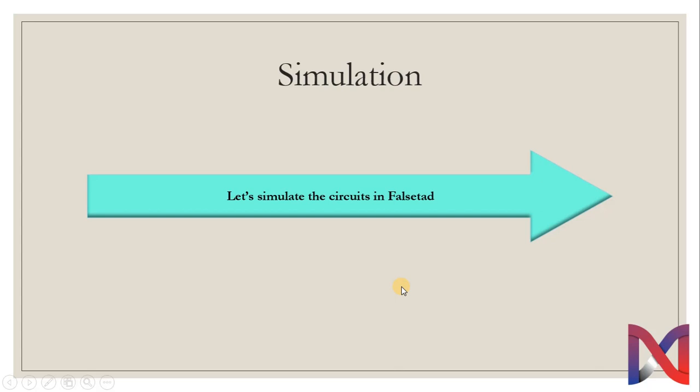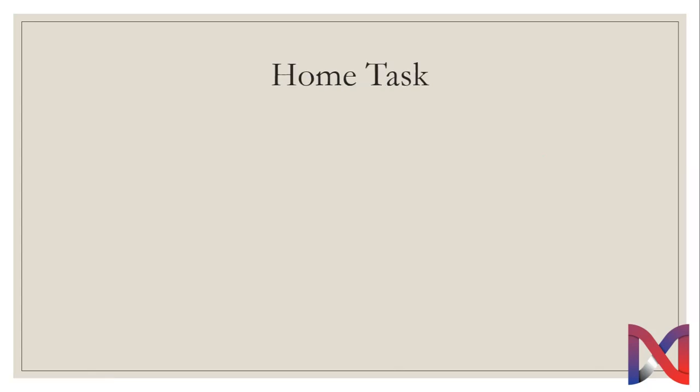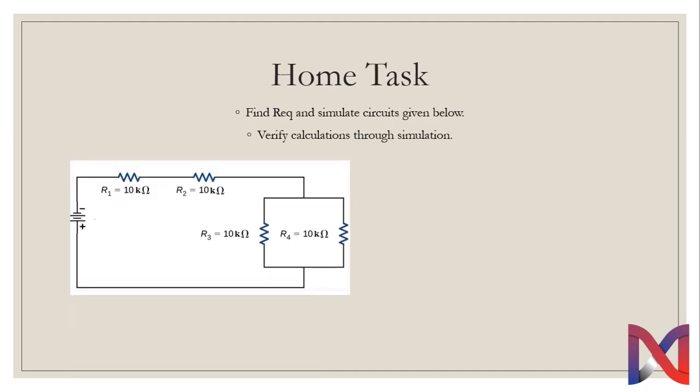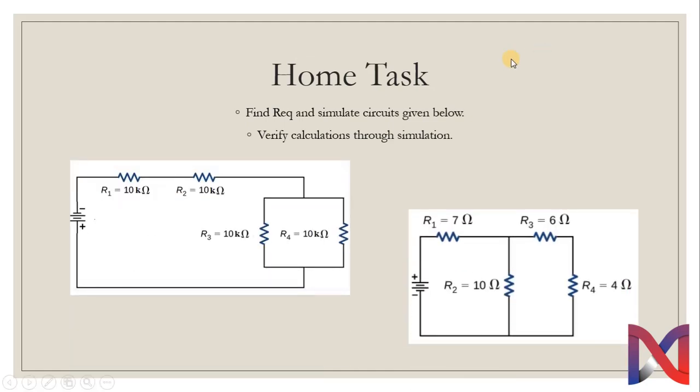Now that you are able to do both calculation and simulation, it's time for your home task. So you have to find the R equivalent as well as simulate the circuits given below. You need to verify both calculation and simulation. Here are both circuits. 4 resistors connected in this combination. You have to tell me which combination this is. Whereas the second circuit is also of 4 resistors, and you need to mention which combination both of these are, either series parallel or parallel series, and how you will calculate its equivalent resistance.